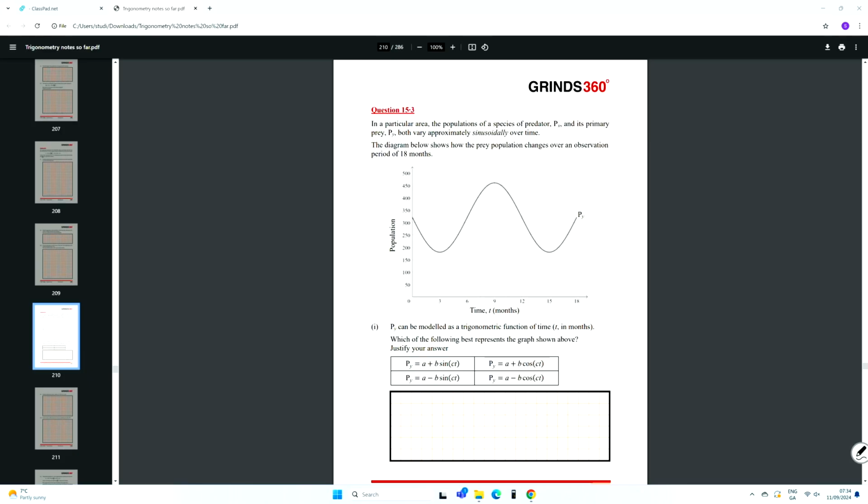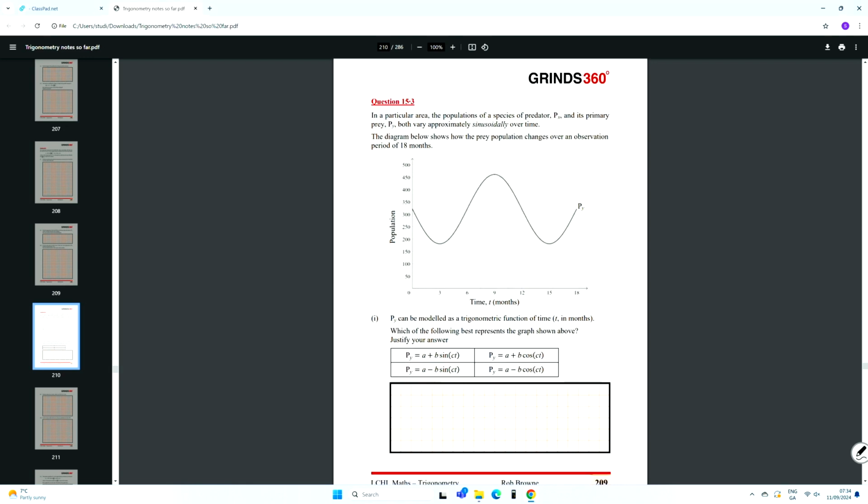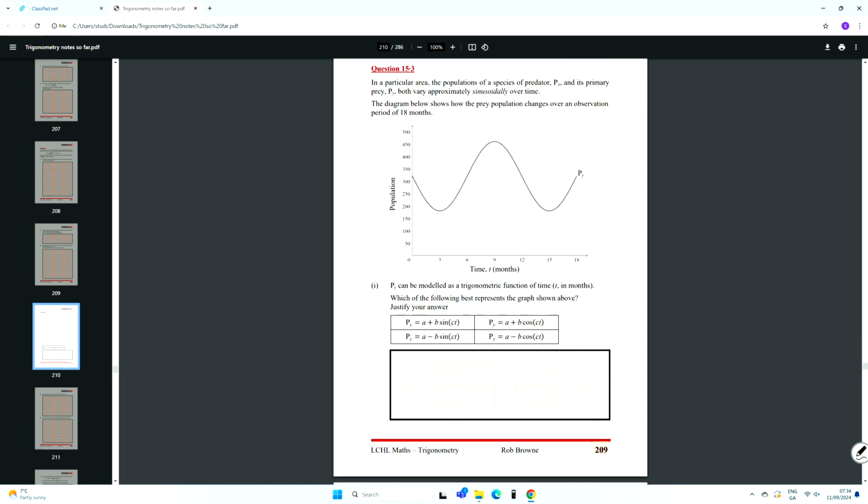So the next question then, question 15.3 on page 209, looks like this. So it says that in a particular area, the populations of a species of predator, Px, and its primary prey, Py, both vary approximately sinusoidally over time. So we met the word sinusoidally in the previous question as well. Sinusoidal means it just makes that repeating wave shape. So this symmetrical wave shape. So the graph, when it gets going, it just creates that wave shape.